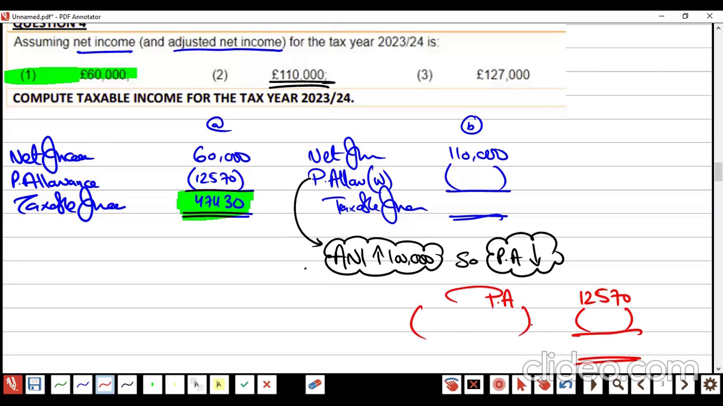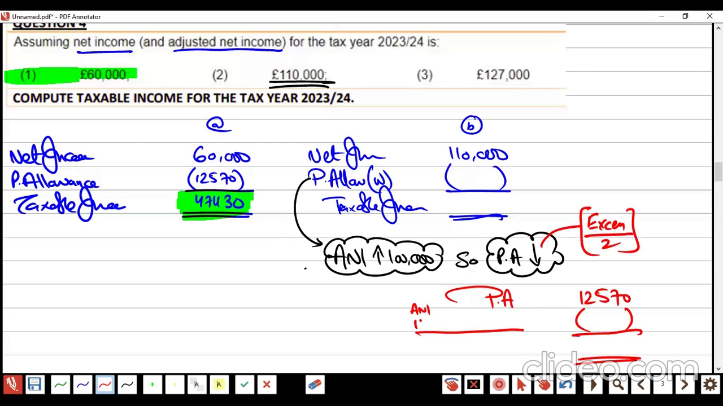So, can you tell me the ANI is higher or by how much? ANI is in excess of 100,000 by how much? 10,000. So half of 10,000 is 5,000. So personal allowance is going to reduce by half of the excess. What is your ANI?